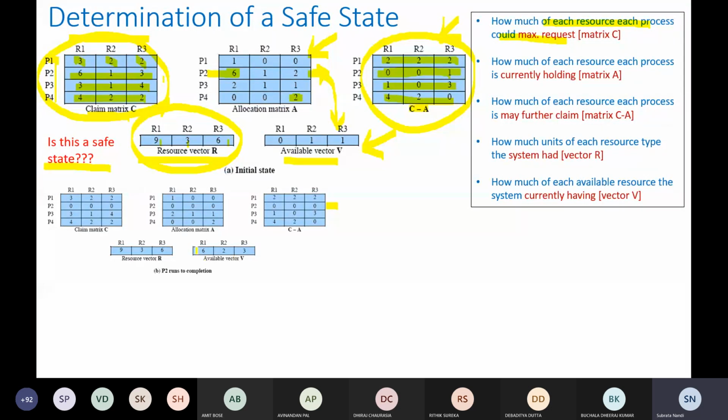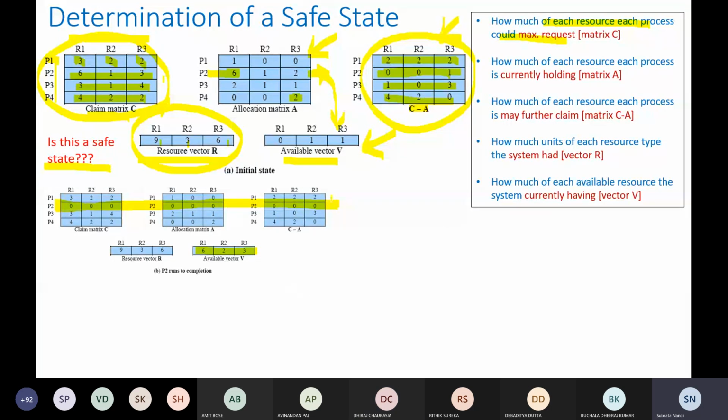So now the avail vector, after assuming that P2 has been completed, has increased in resource units, and you see that this whole row here is of no use. Now P2 is out of the competition. So with this modified avail vector, who else can be satisfied among P1, P3, P4? Who else can be satisfied? Sir, all of them. Any of them.